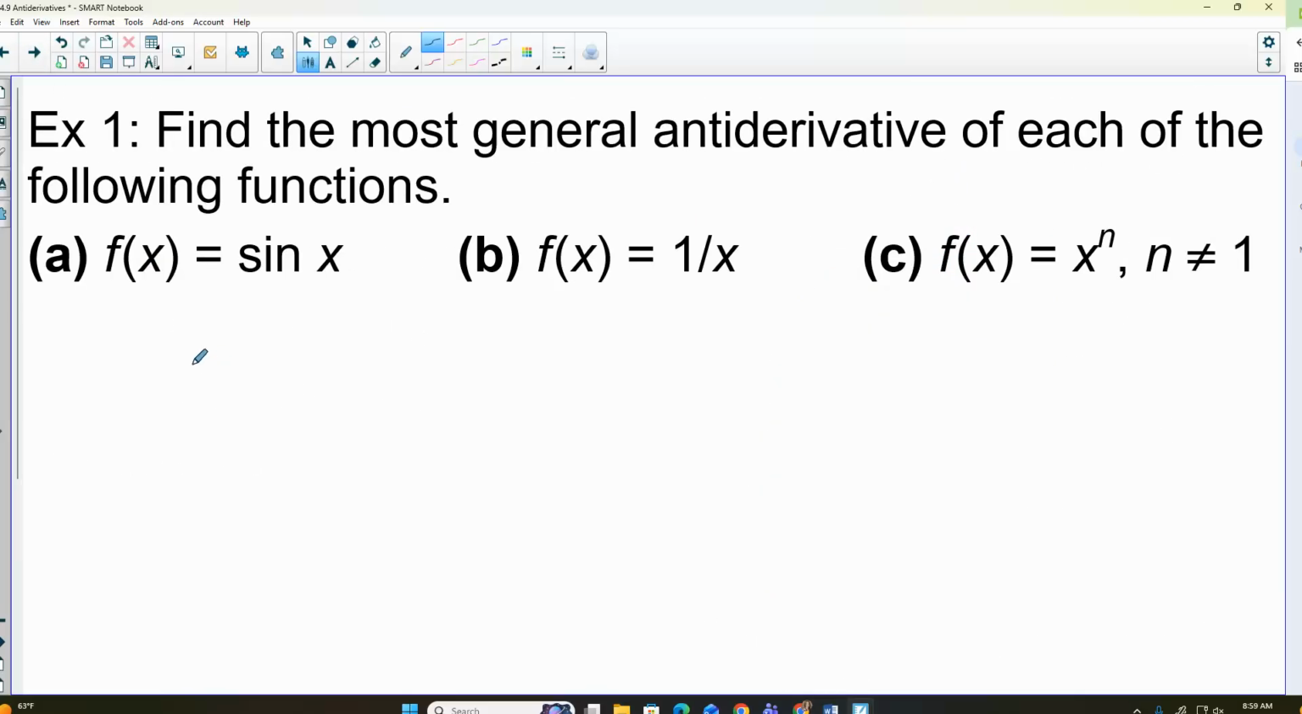All right, so let's find some antiderivatives. If my function is sine x, the antiderivative of sine, what has a derivative of sine? The derivative of cosine is negative sine. So to get a positive sine, I would need a negative cosine x. What else do we have to put? Plus c.